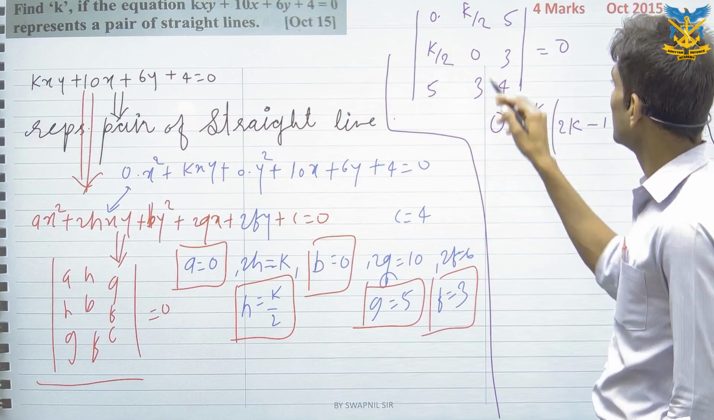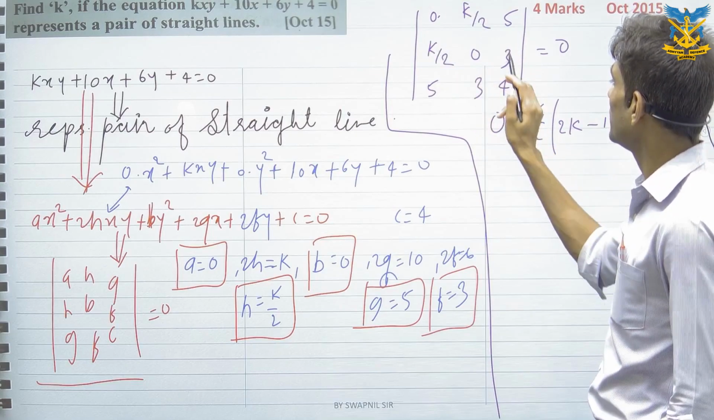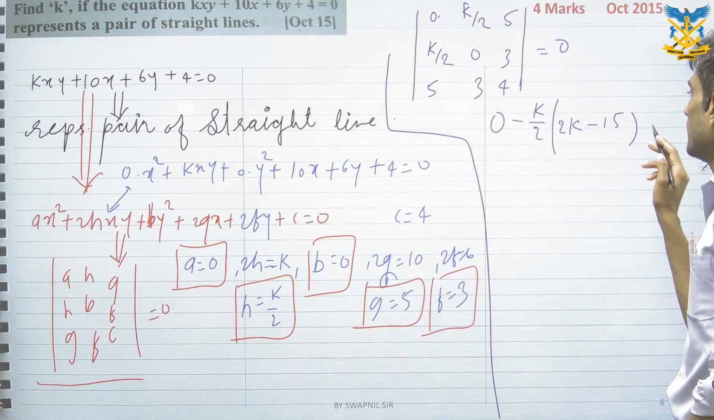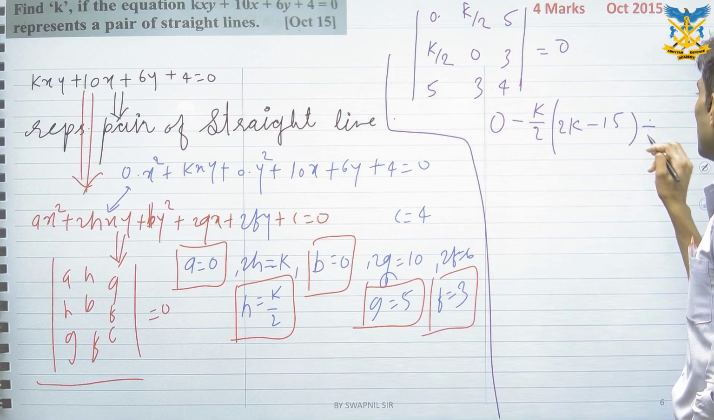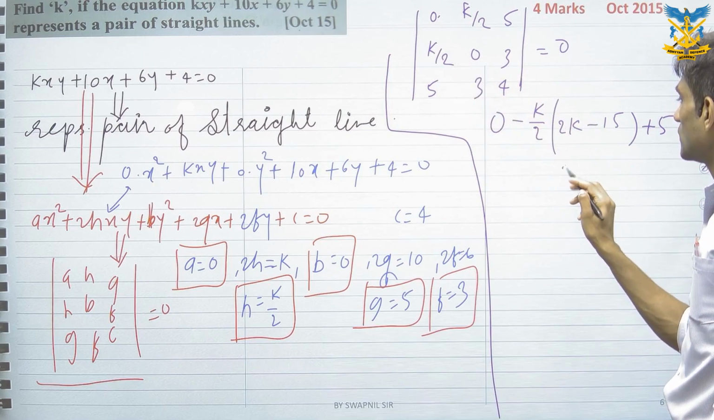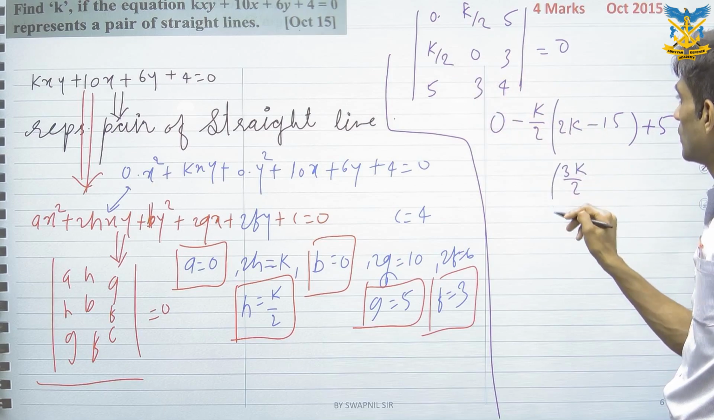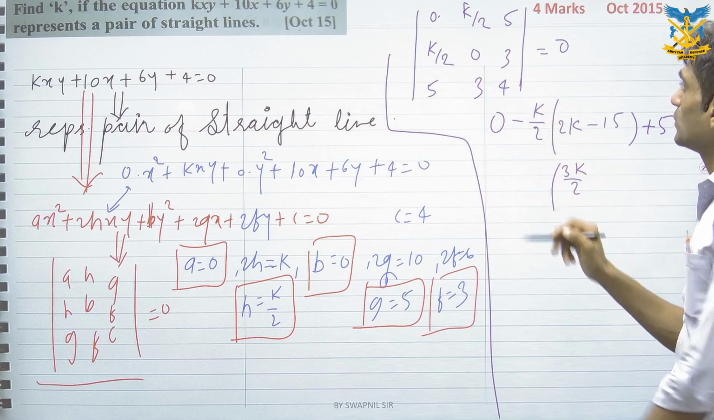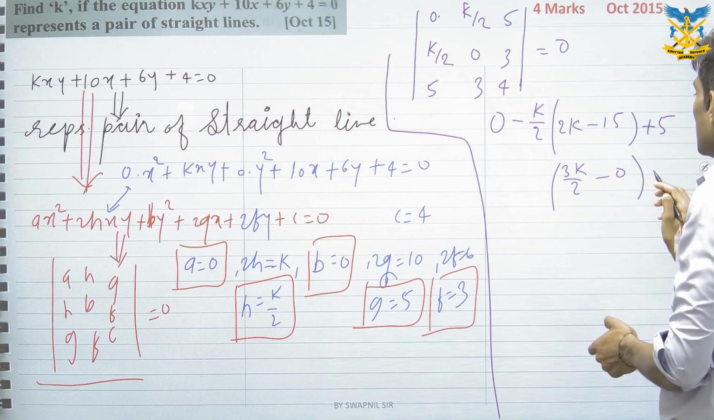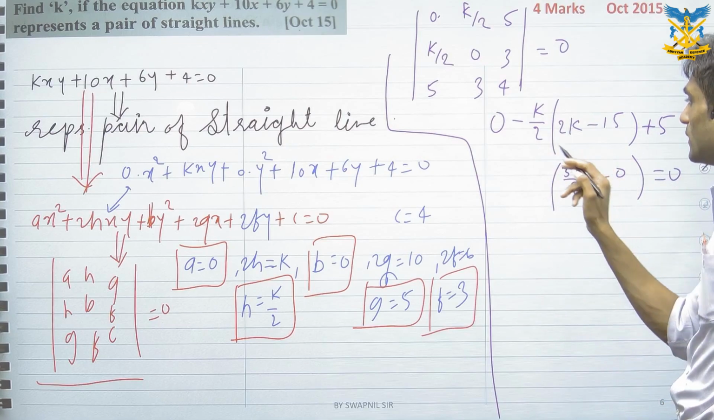So what I have done with the k by 2, I found the value for the 2 by 2 determinant here, 2k minus 15, plus 5. At the end we will get k by 2 multiplied by 3. So 3k divided by 2. Using this one, 3k by 2 minus 0, which is equal to 0. So let's go on to the calculations.